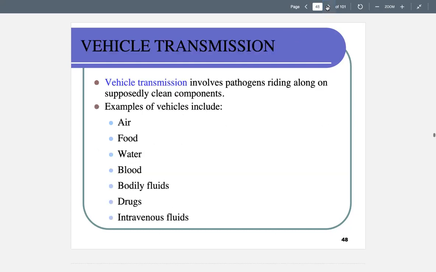And then there is vehicle transmission, which involves pathogens riding along on supposedly clean components, with examples such as air, food, water, blood, bodily fluids, drugs, and intravenous fluids. For vehicle transmission through air, polluted air may cause a person to develop a disease, for people who inhale dirty air.